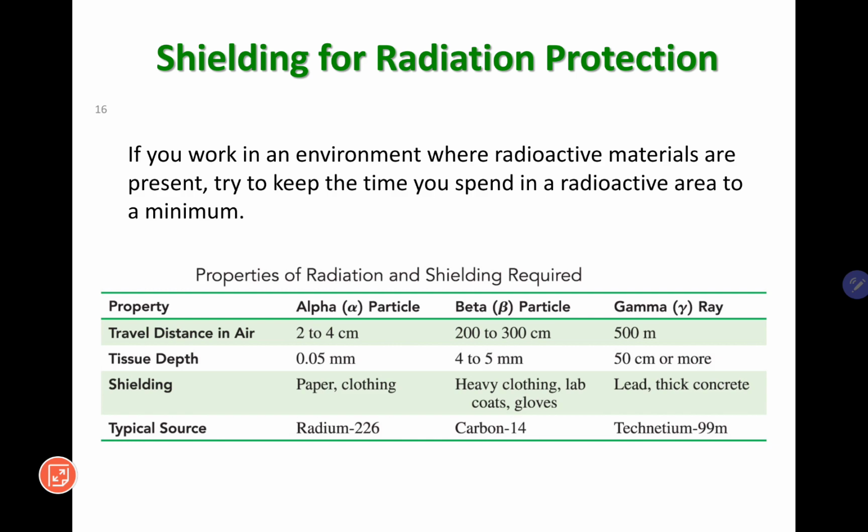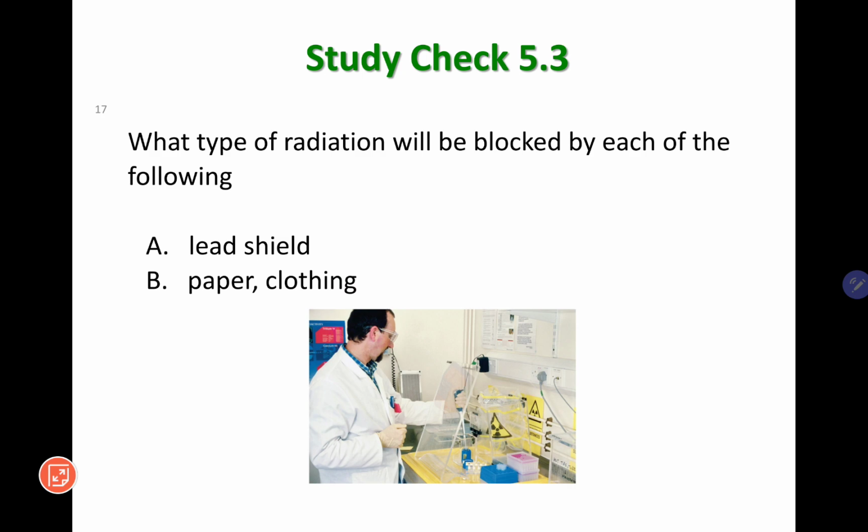All right, so let's see if you can do this study check. What type of radiation will be blocked by each of the following? If you use a lead shield, it will block all the radiations including gamma radiation, so gamma radiation will be shielded by lead. Paper and clothing will basically protect you from alpha particles.